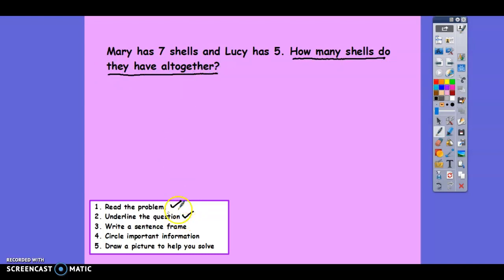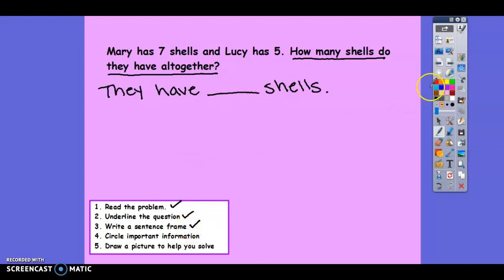Now I'm going to use my question for step number 3, which is write a sentence frame. So I'll say, they have blank shells. After I figure this out, I know I can go back and insert my answer in here to help me make sure that I've answered what the question is asking me. So I took the question and made it a statement. How many shells do they have altogether? They have blank shells. All right, so I've written my sentence frame.